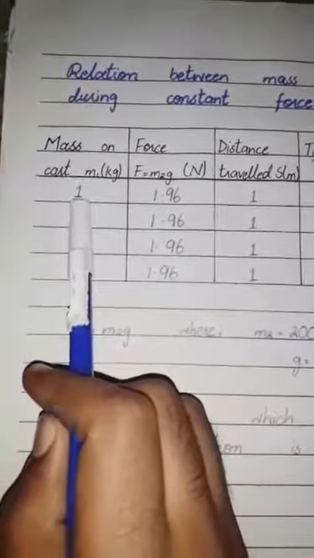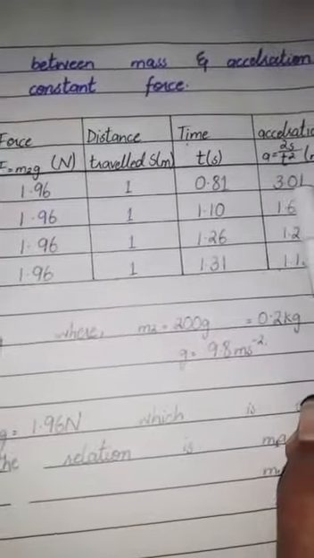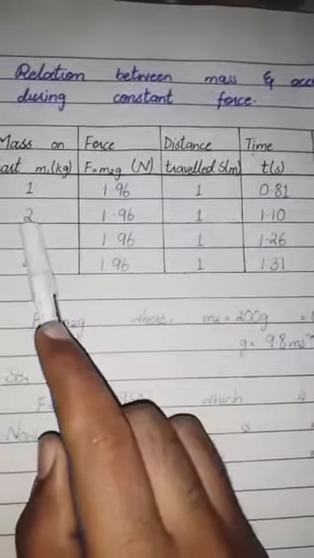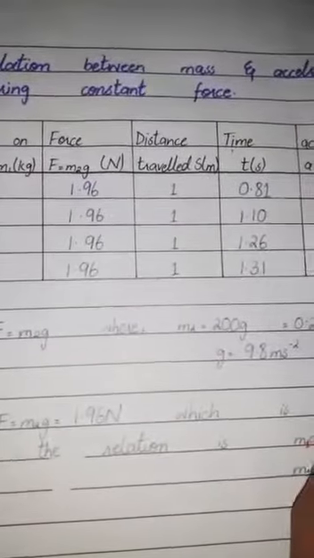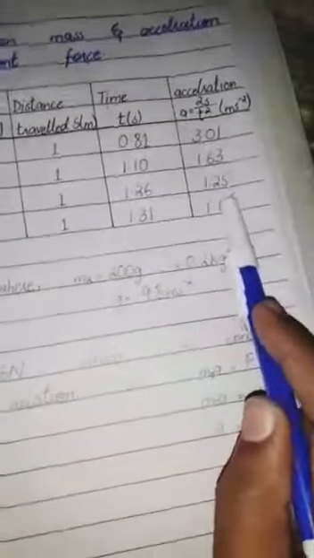We see that when we change the mass, when the mass is 1 kilogram, the acceleration is 3.01 meter per second square, and when the mass is 2 kilogram, 1.63 is the acceleration, and when the mass is 3 kilogram, the acceleration also decreases. Similarly, when mass is increased, the acceleration decreases.